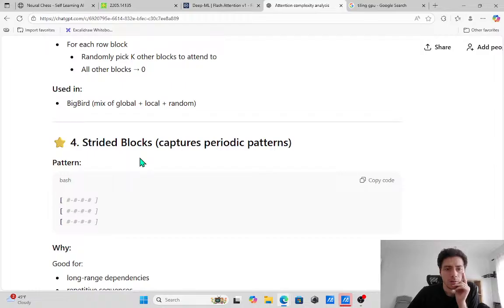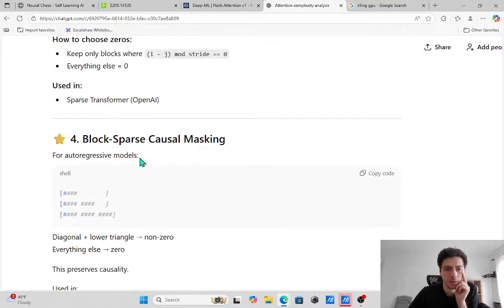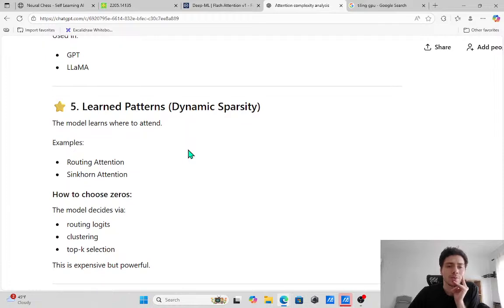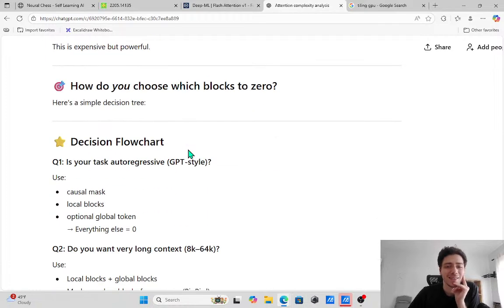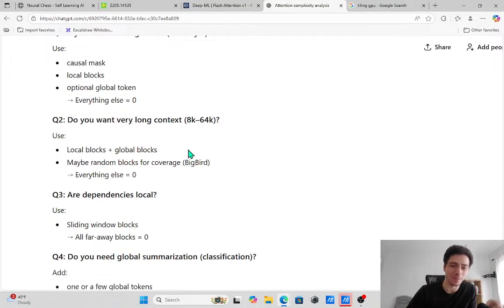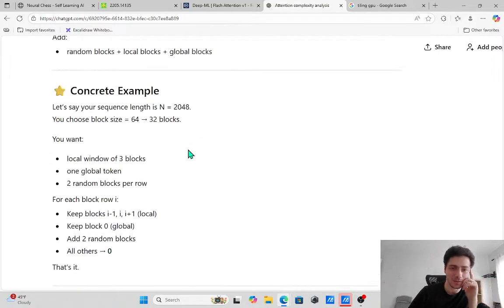Stride block. So just a pattern-based block sparse causal masking. Okay, this is pretty interesting though. I feel like in every single thing there's a bunch of sub domains and sub research, and it's pretty cool.